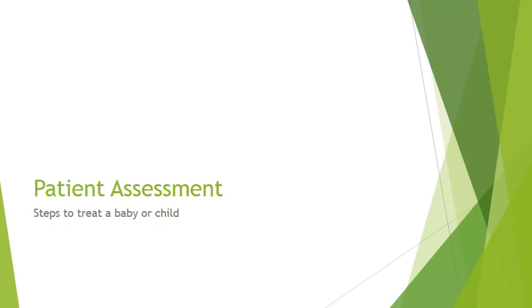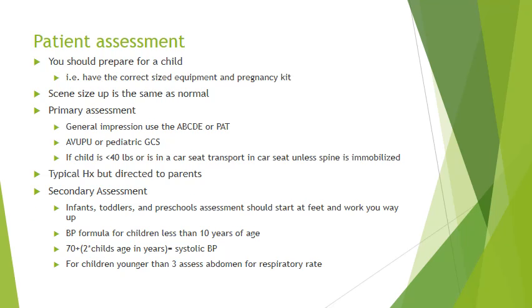Patient assessment, steps to treat a baby and or child. Okay, so for the patient assessment, when you are dispatched, you should prepare for a child, so make sure you have the correct size equipment and pregnancy kit. The scene size up is the same as normal. Primary assessment, you get your general impression of the patient. Use the ABCDE or the PAT, and the PAT is the Pediatric Assessment Triangle, which focuses on 3 main points, which are appearance, work of breathing, and circulation.